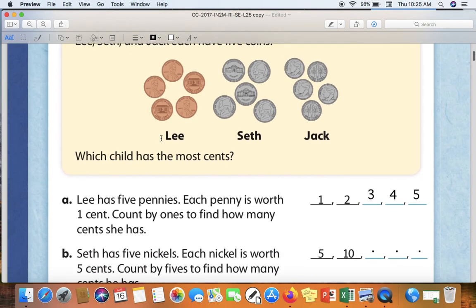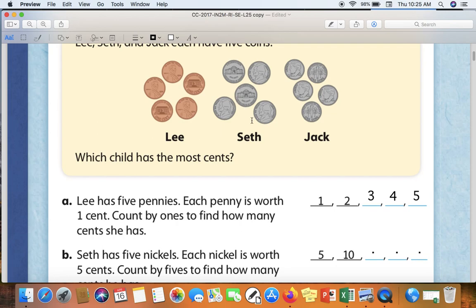When we look at Seth, Seth has 5 nickels. Each nickel is worth how much? 5 cents is correct. So because they're each worth 5 cents, we have to skip count by 5 to figure out how much he has here. 5, 10, 15, 20, 25. Seth, even though he has 5 coins just like Lee, he has more value. He has 25 cents.